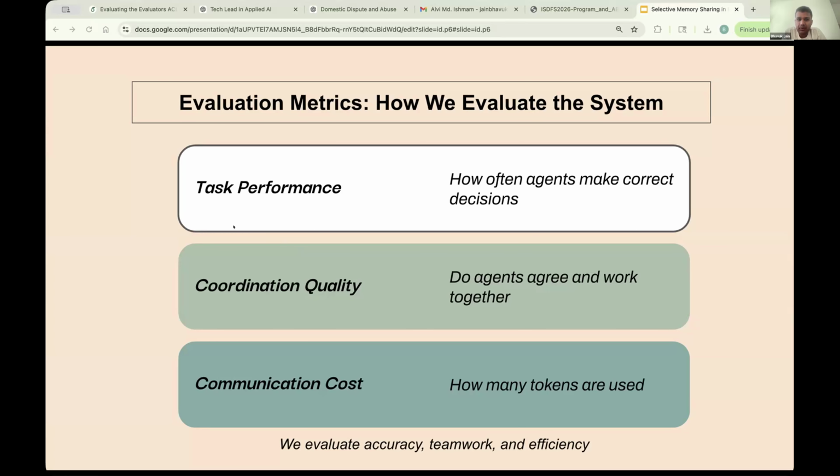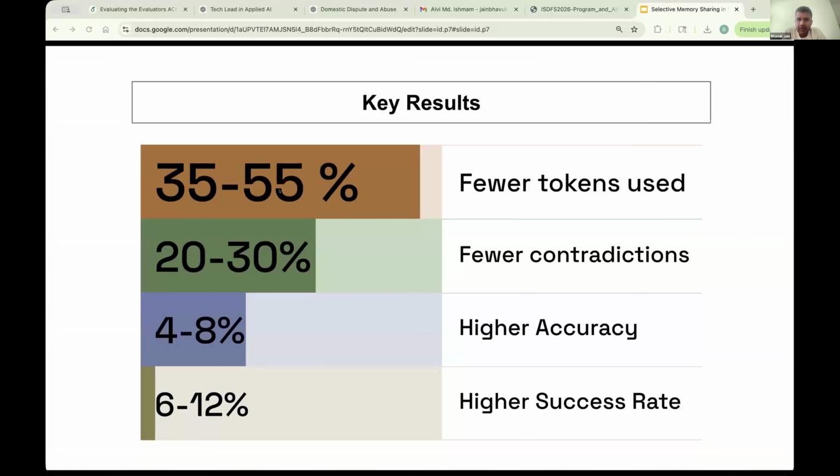This measures how many tokens are being used. Now let's look at what we actually observe. First, and most striking, we see a 35 to 55% reduction in communication cost. That means almost half the tokens are eliminated, so the system becomes significantly more efficient. Second, we see a 20 to 30% reduction in contradictions, which tells us something important. Agents are not just talking less, they are actually agreeing more, so coordination is improving.